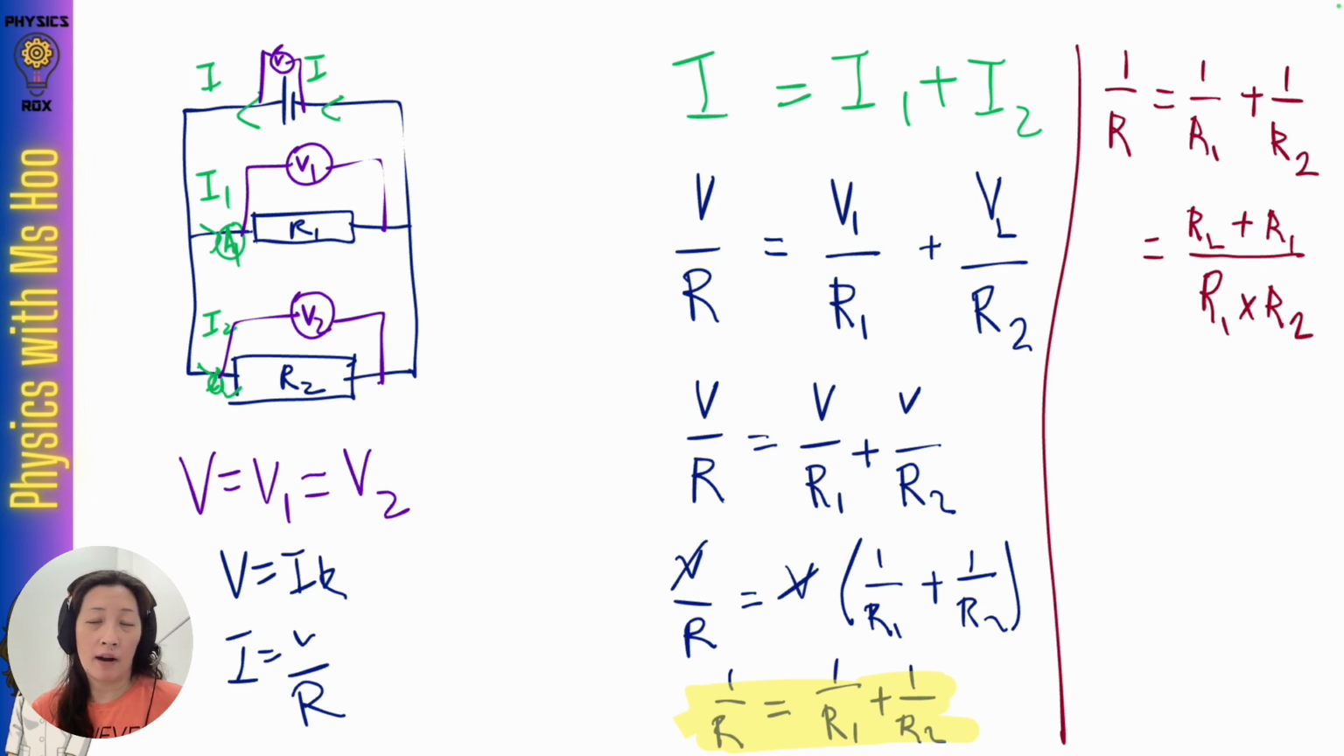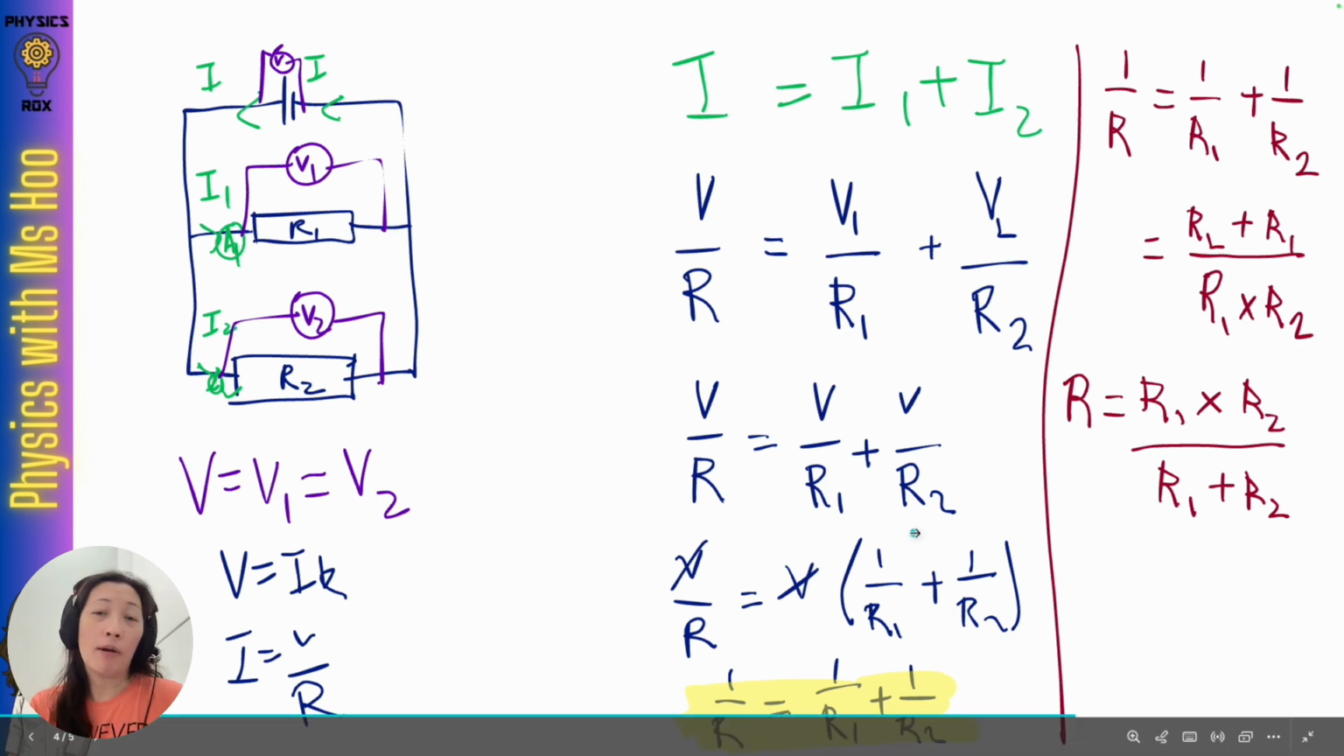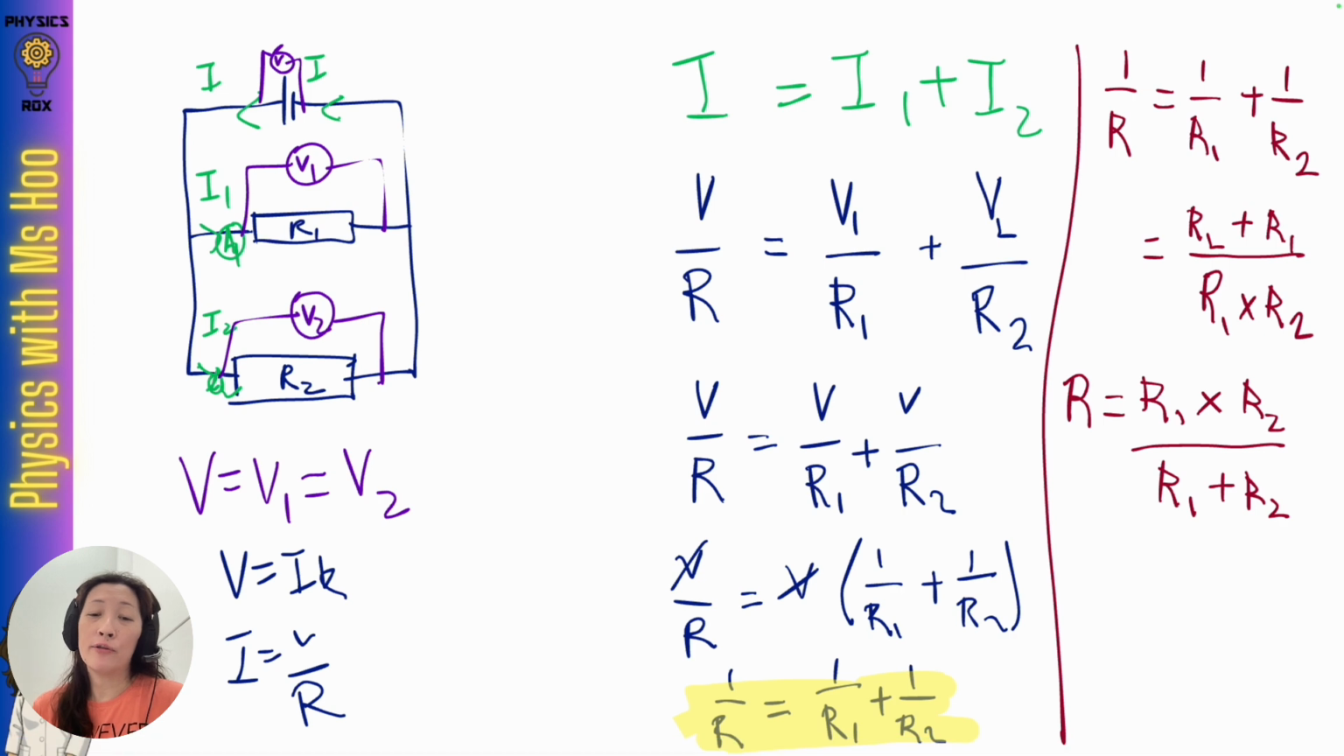And because it's 1 over R, you just need to invert the fraction, leaving you with R equals R1 times R2 divided by R1 plus R2. And that's an equation that some of you may have seen in your textbooks. Now personally, I don't really recommend the use of this fraction because this only works when you have two parallel branches. If you have three, suddenly this fraction doesn't work. And it's not as simple as just adding another R3 at the back: R1 times R2 times R3 over R1 plus R2 plus R3. That's not true.